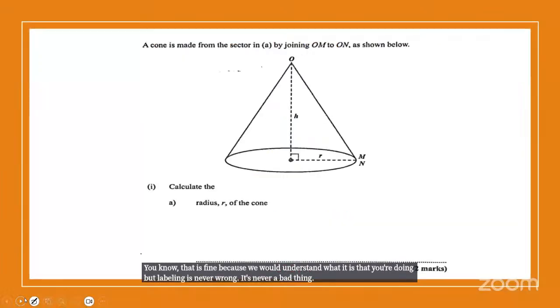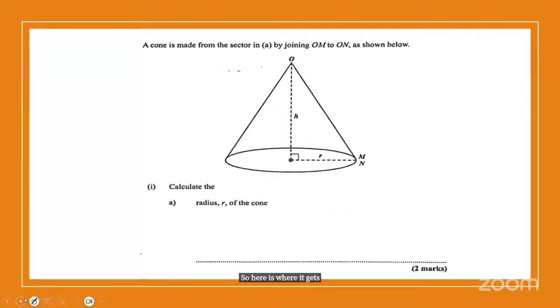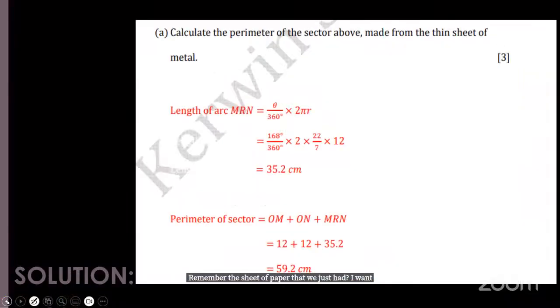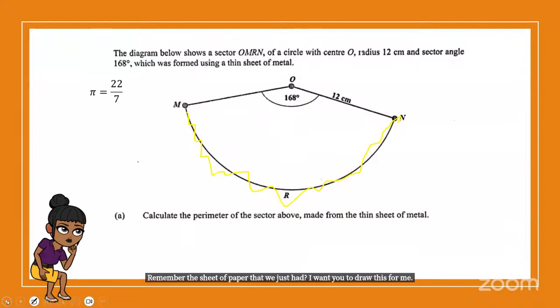So here is where it gets a little bit fun now. Remember the sheet of paper that we just had? I want you to draw this for me. Try to draw this sector. Let me show you what I have. And I want you to label it just as how you see it labeled there. This is in front of us now? Yes, that is in front of you right now.